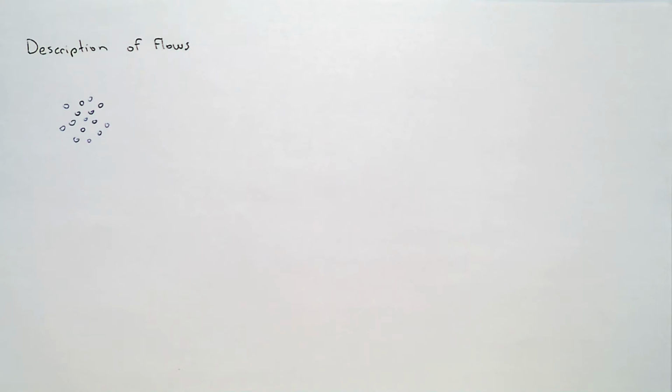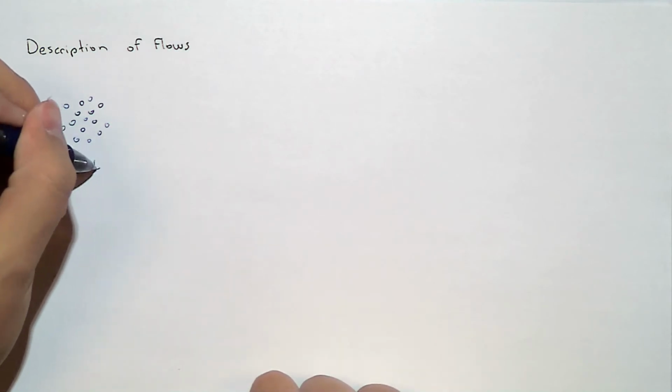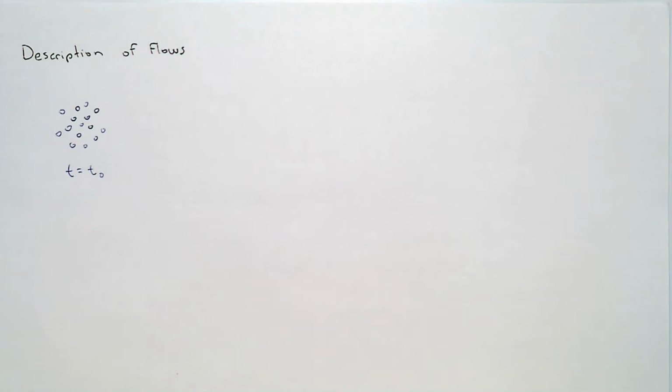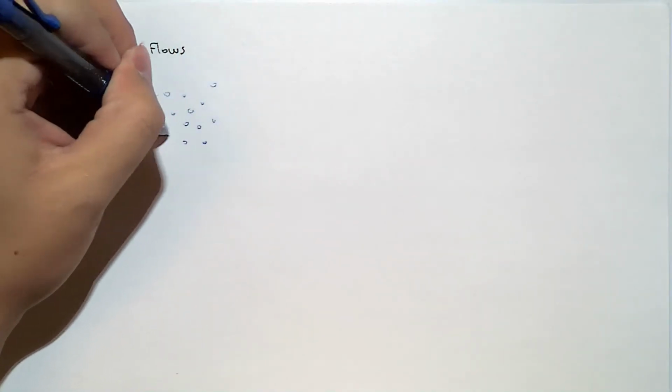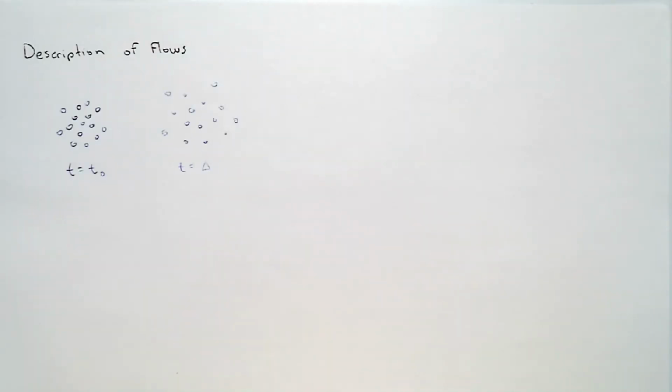In other words, if I'm studying my fluids at a time t equals t naught, so maybe time equals 0, and then I look at my fluids at a later time, I cannot assume that my particles will be in the same place at a later time. Let me use a different pen.